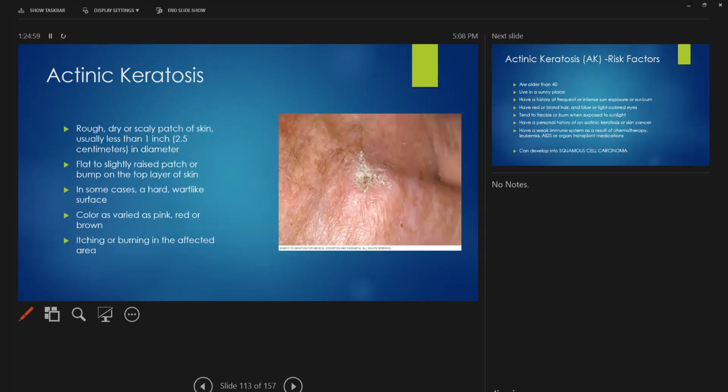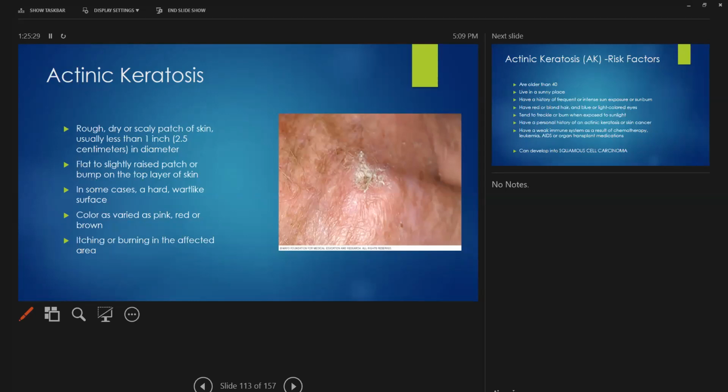Actinic keratosis, so now we're moving into our pre-cancer cells. So an actinic keratosis is this rough, dry, scaly patch of skin, usually less than 1 inch, so about 2.5 centimeters in diameter, flat to slightly raised patch, a bump on the top layer of skin. In some cases, it's hard or wart-like surface. The color is varied from pink, red to brown, and it is this kind of scaly, crusty appearance. It can be itching and burning in the affected area.